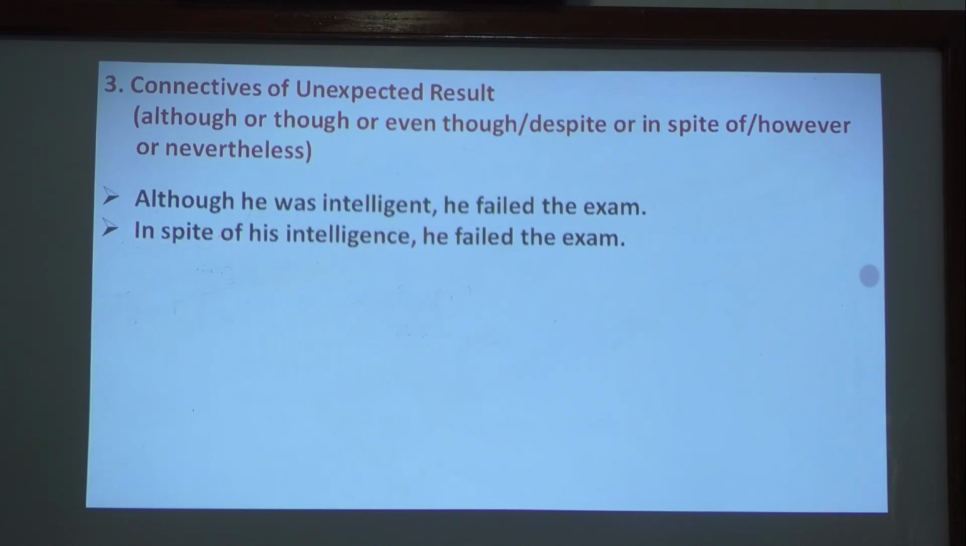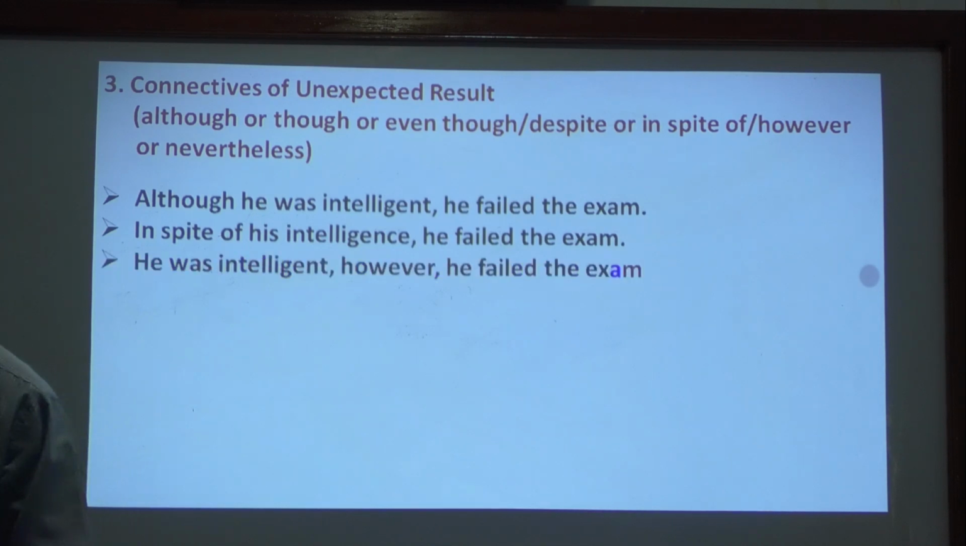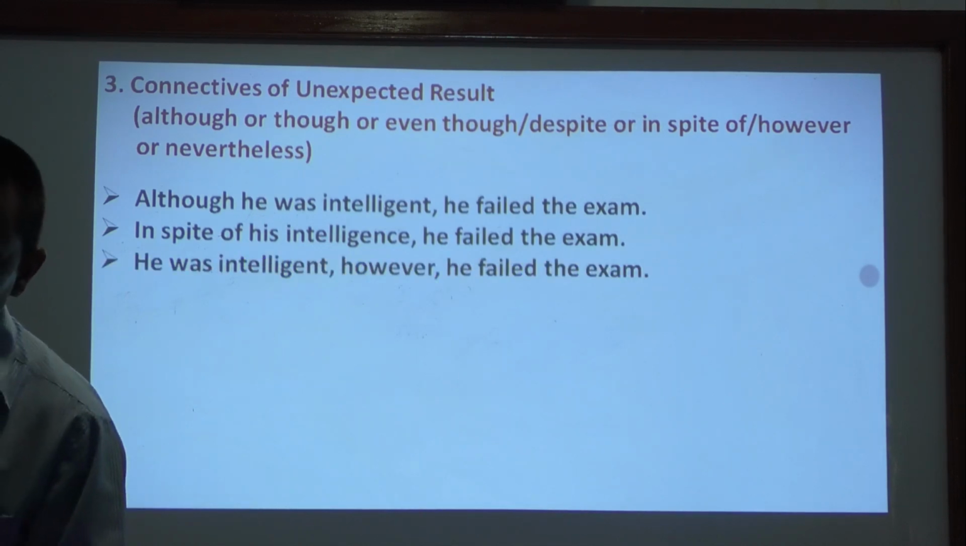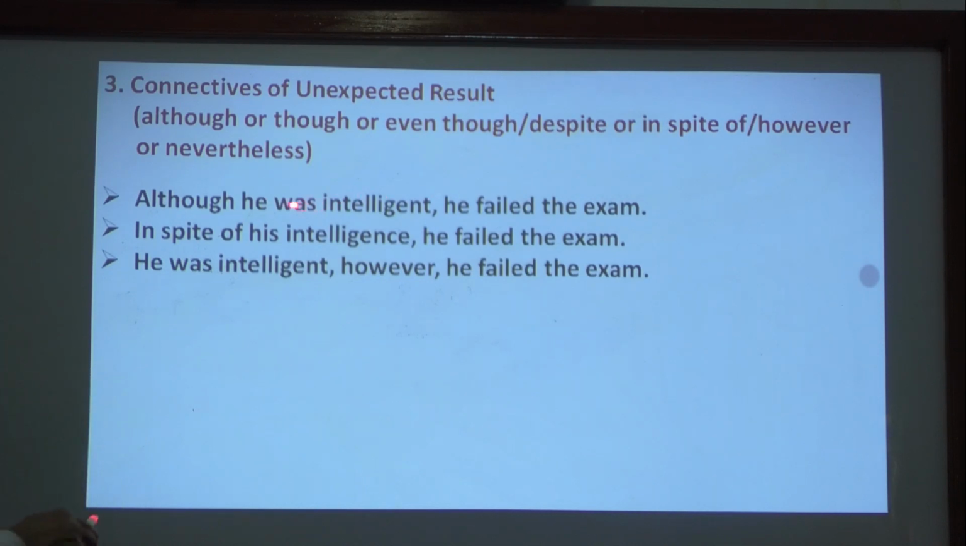After in spite of there is also a noun phrase. He was intelligent, however he failed the exam. So again you can compare these sentences: here is the use of although, here is the use of in spite of, and in this third example there is the use of however. Anyway, the result is failure. Yes, he was intelligent, but the result came as a failure. That's why: he was intelligent, however he failed the exam.